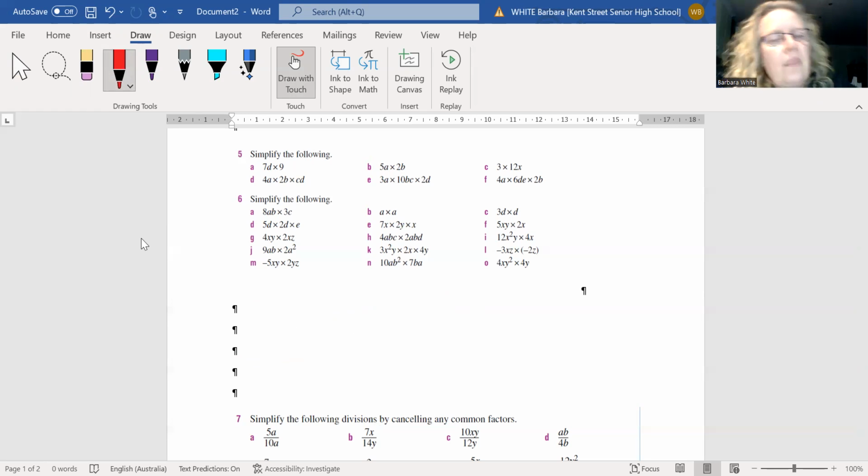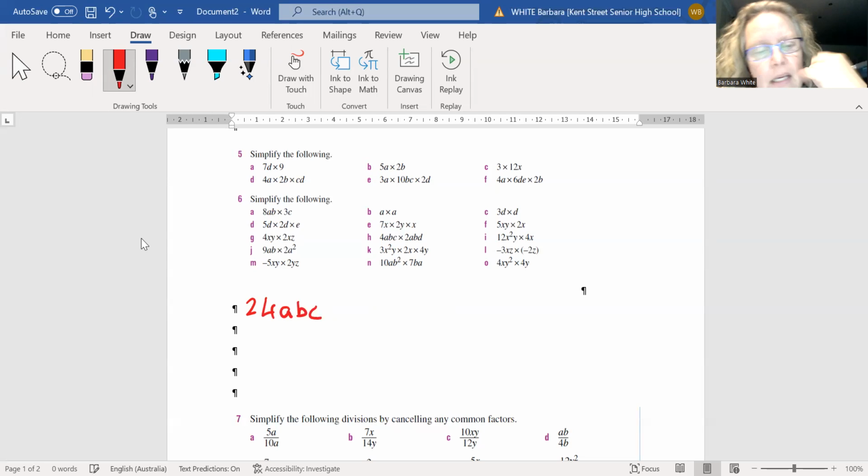Question 6. So 8AB times 3C. So I'm going to start with the numbers. All of this is going to come together as one term. 8 times 3 is 24, and it's that times A times B times C. No times signs because we don't put those in.